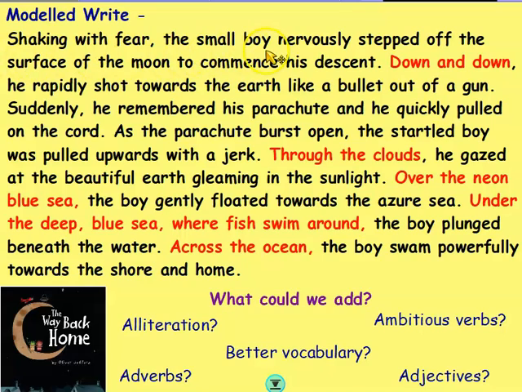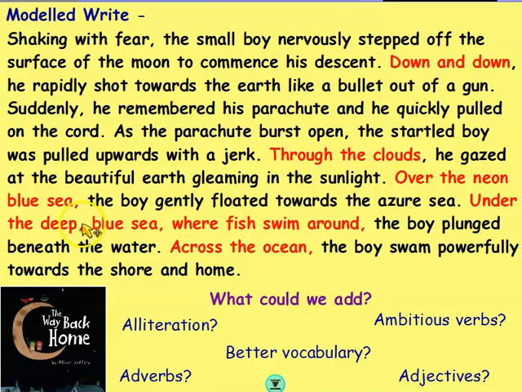Shaking with fear, the small boy nervously stepped off the surface of the moon to commence his descent. Down and down he rapidly shot towards the earth like a bullet out of a gun. Suddenly he remembered his parachute, and he quickly pulled on the cord. As the parachute burst open, the startled boy was pulled upwards with a jerk. Through the clouds he gazed at the beautiful earth gleaming in the sunlight.